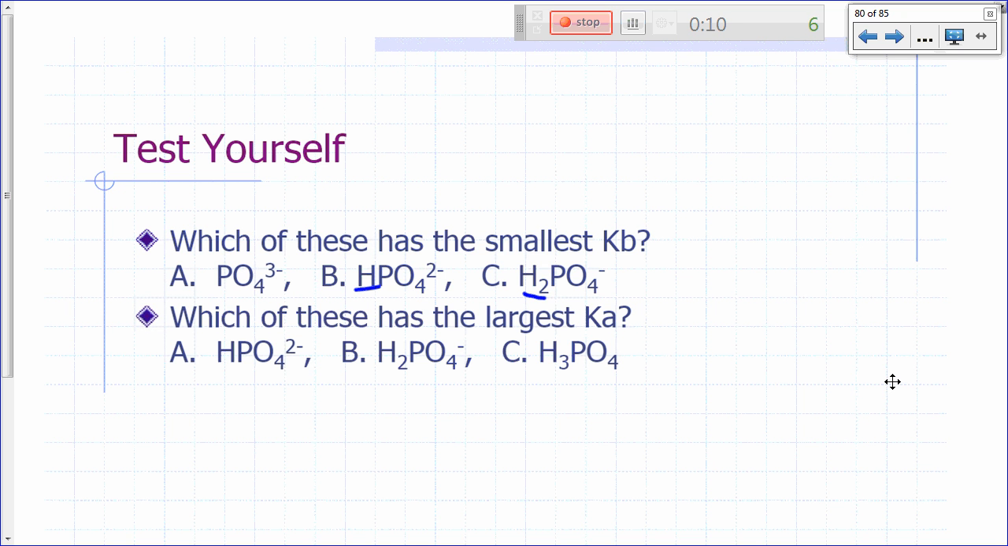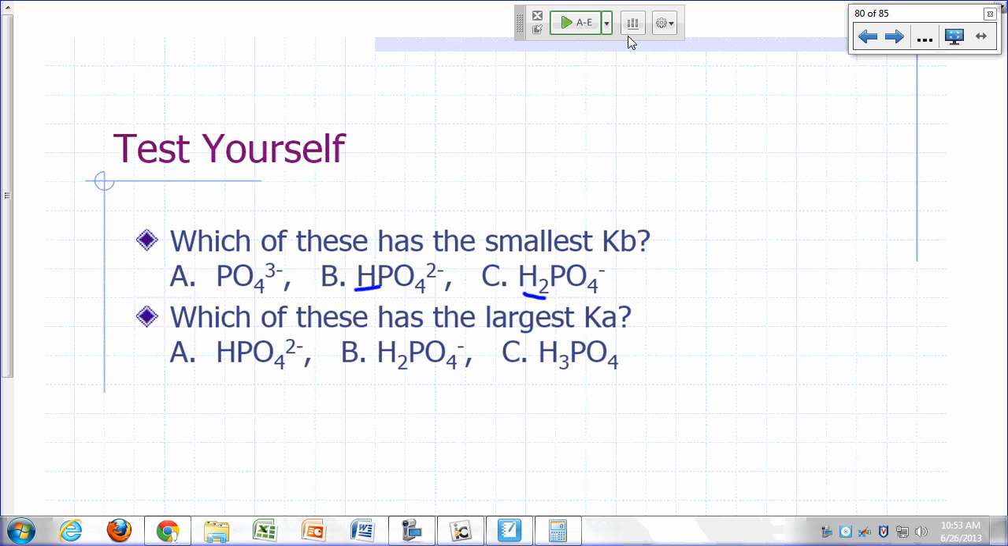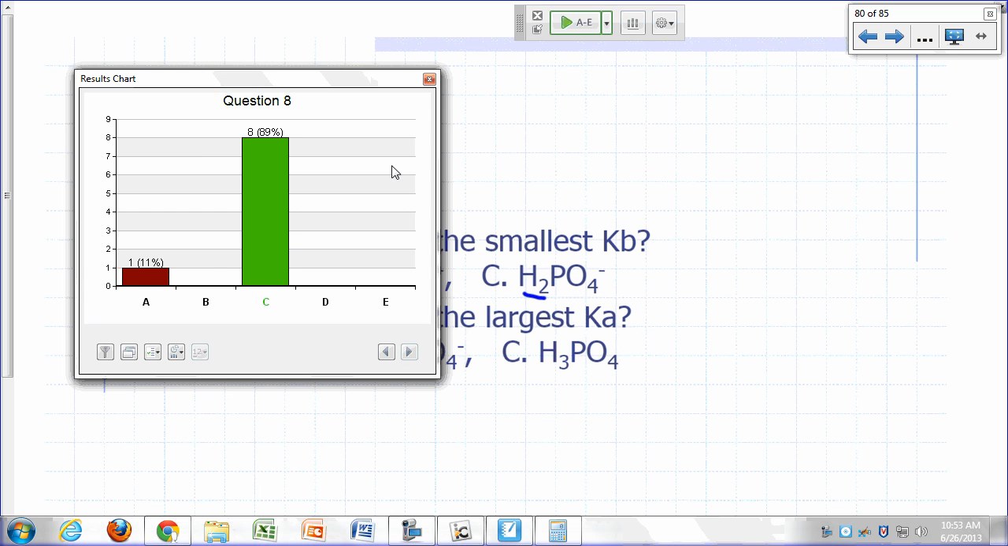Smallest Kb. Smallest Kb means weakest base. And weakest base means most stable base. Most stable base means most charge dispersal, right? Or lowest charge density. Lowest charge density would be, very good.